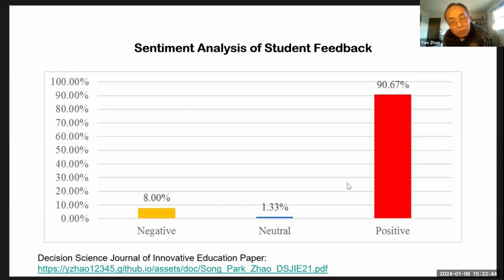Now, the game does have a homework. The homework assignment is an essay that students write about their learnings and their feedback about the game, from which we can collect students' feedback. A sentiment analysis of the essays shows that 90% of the student comments were positive, with about 10% being negative or neutral.